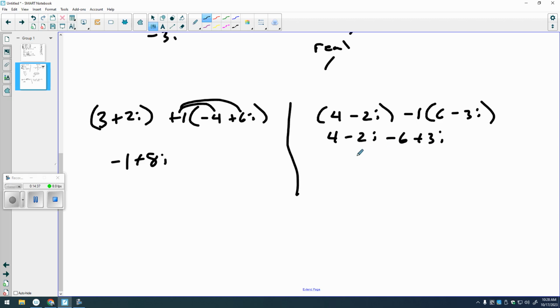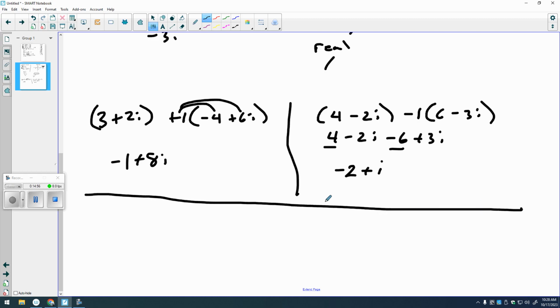Now I'm simply going to combine like terms. +4, -6 is a -2. -2, +3 is a +1i. To add complex numbers, you are simply combining the like terms, just like you do when it's an x.